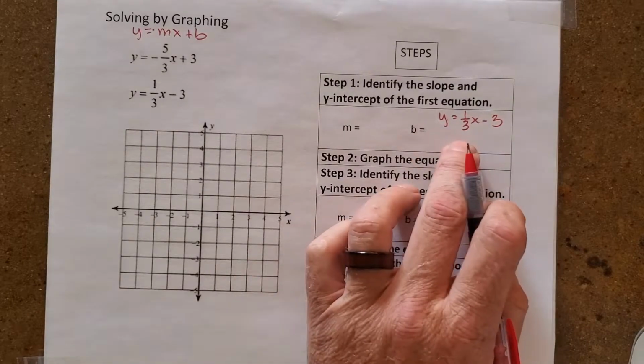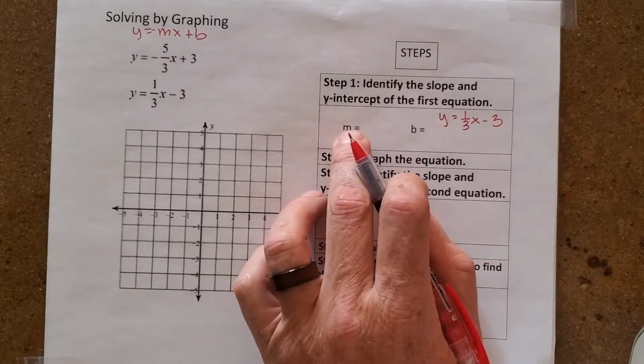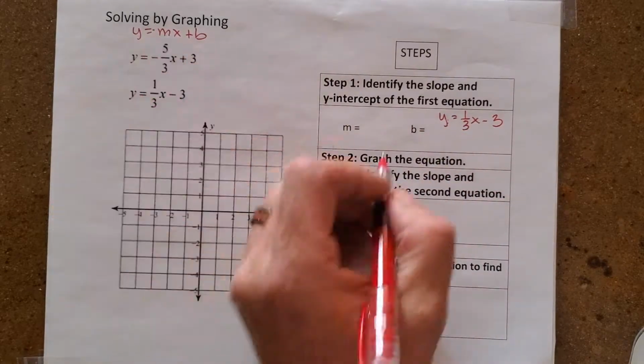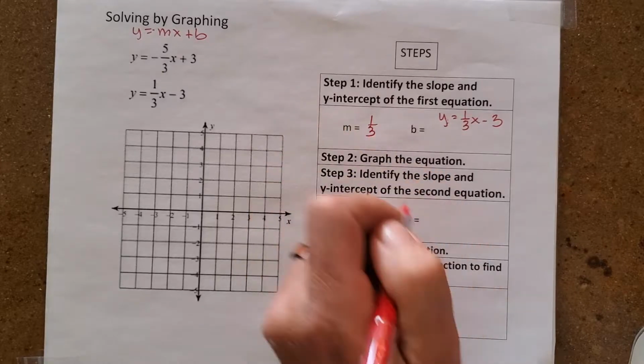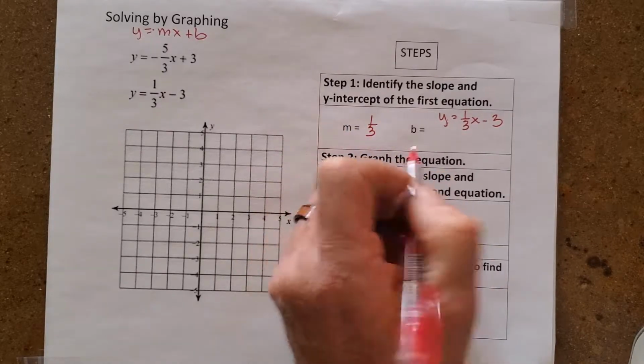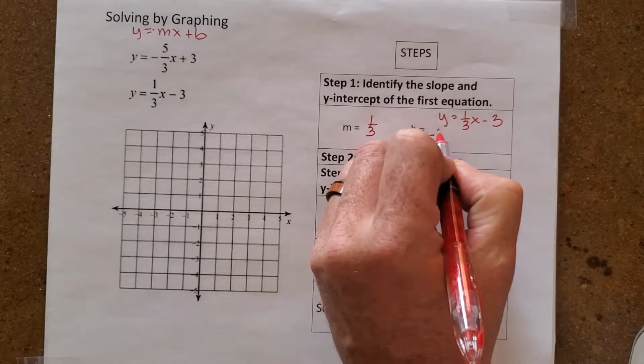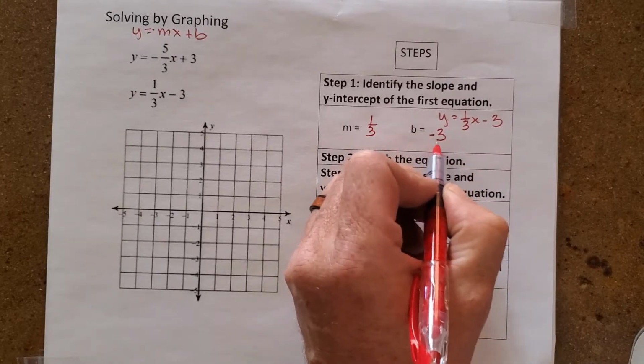My first step to graphing this line is to go ahead and identify the slope and the y-intercept. In this case, 1/3 is in the place of m. So I'm going to put 1/3, which means up 1, right 3. And my b value is your constant at the end, which in this case is a -3. The negative is very important.